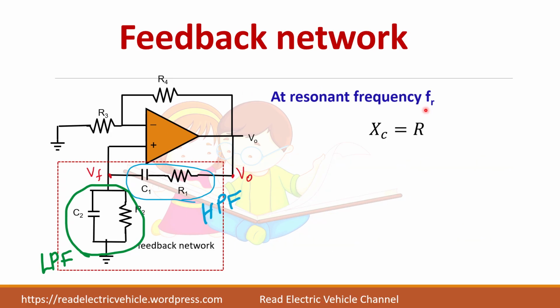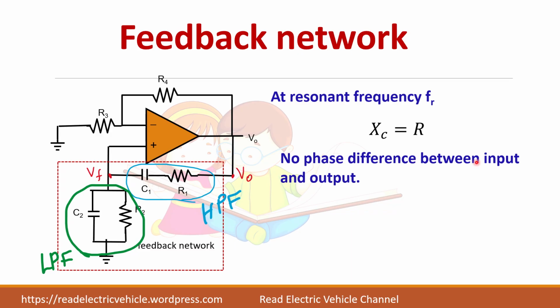So another thing, at resonant frequency, Xc will be equal to R. So there is no phase shift or phase delay between the input and output in the circuit, because the op-amp is already in non-inverting mode. So there is no phase difference between the input and output. The feedback circuit also doesn't give you any phase difference because it is operated at resonant frequency.